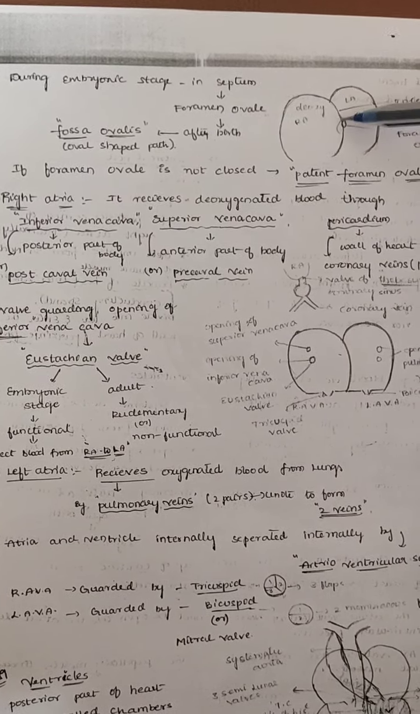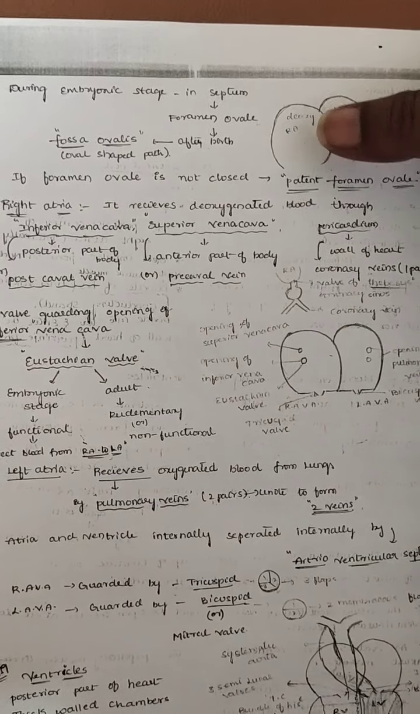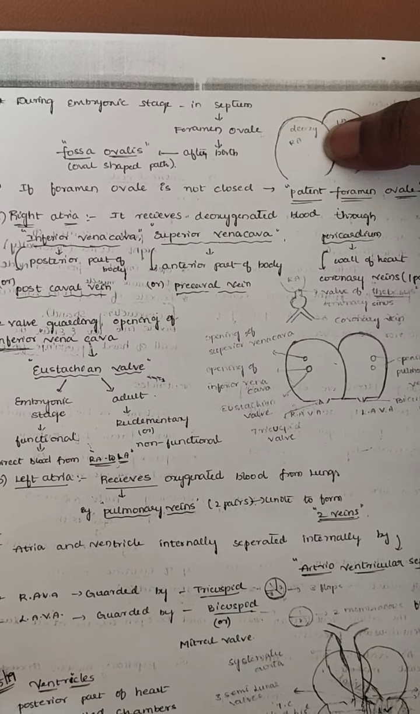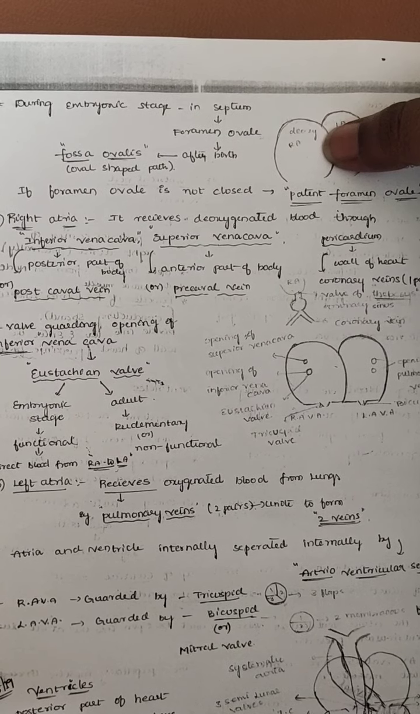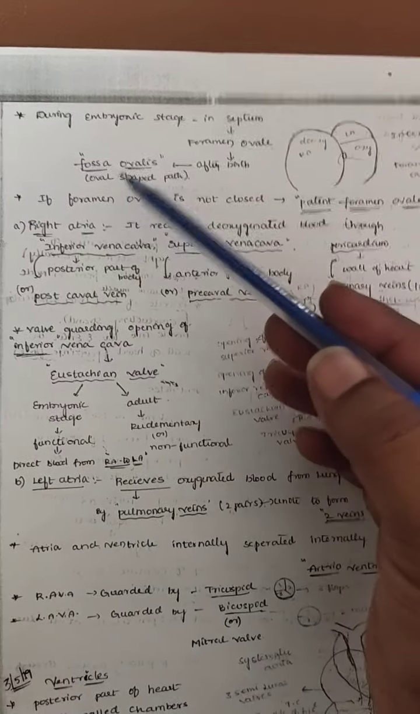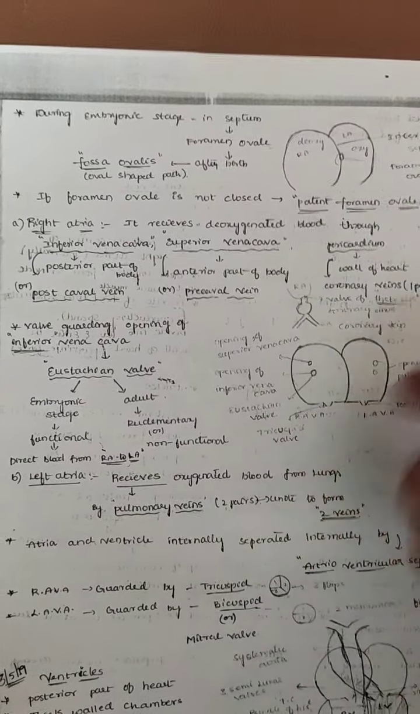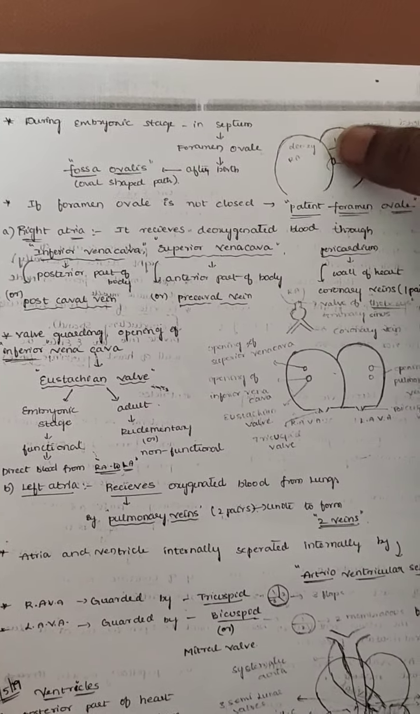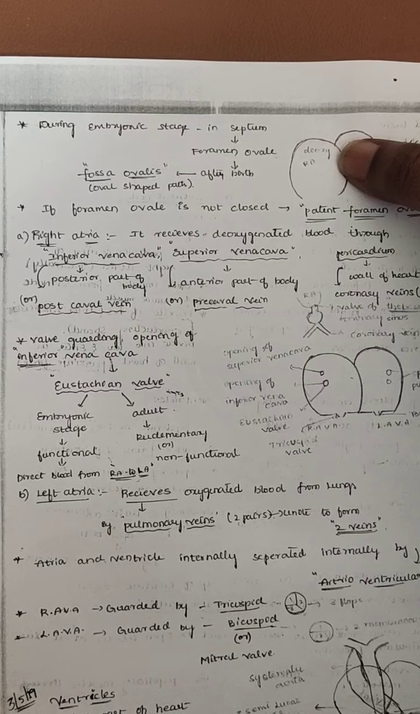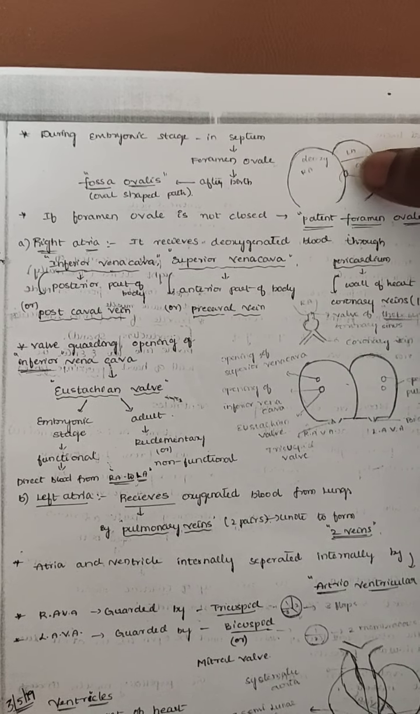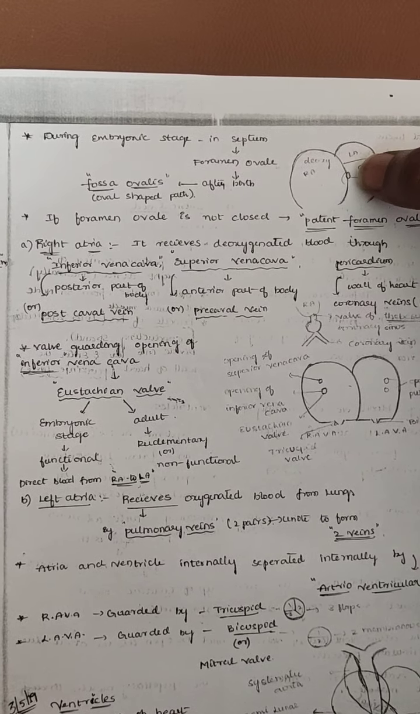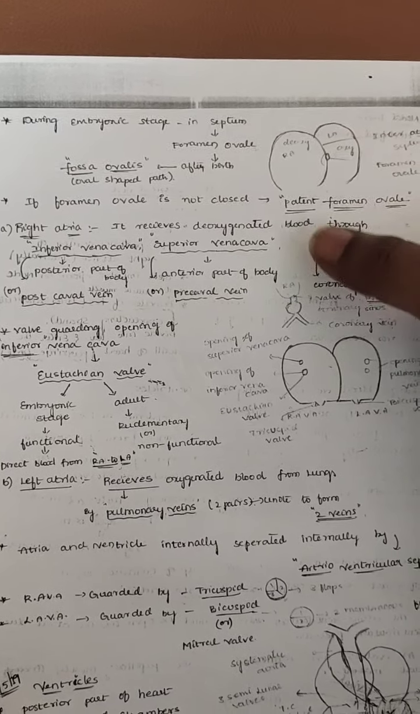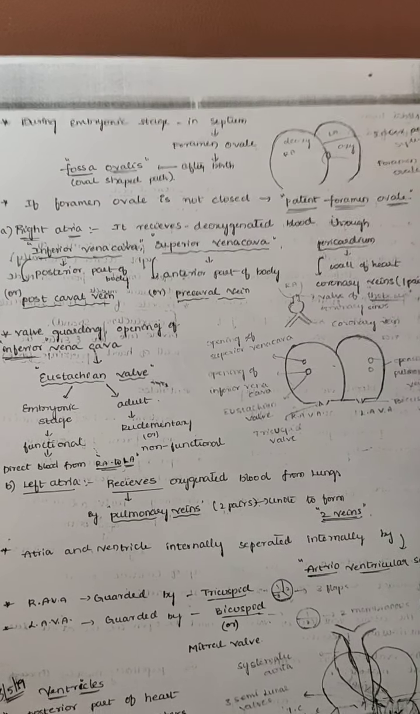After birth, this foramen ovale is closed. It forms a patch. That patch is called the fossa ovalis. Suppose in some persons after birth this hole is not closed; it remains like a pore. That pore is called a patent foramen ovale.